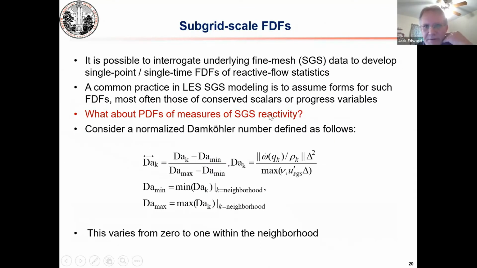Another thing you can get out of this database is an estimate of scale similarity. People wonder whether reactive measures of reactivity develop any kind of scale similar properties. So to assess this, we defined a normalized Damkohler number over a neighborhood of data, calculated the Damkohler number this way, and then tried to determine how scale similar this quantity is in the neighborhood of a particular point.